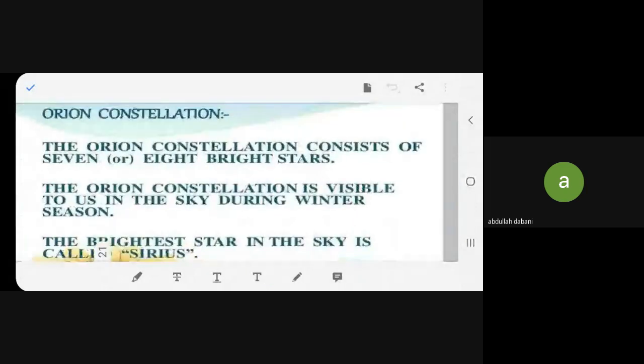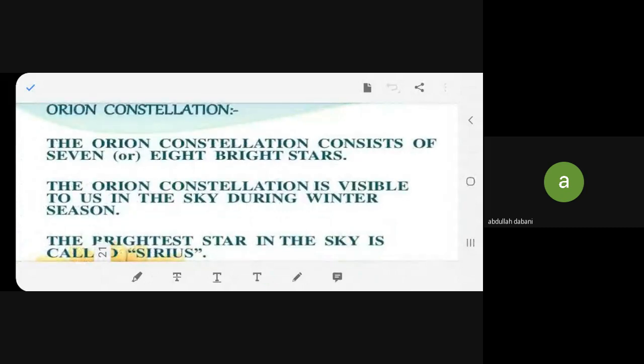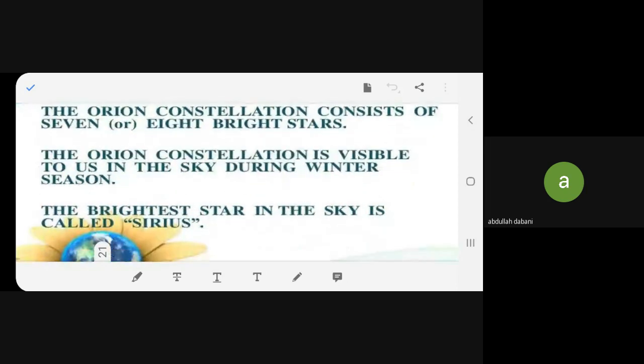So the Orion constellation again has got seven or eight stars, and it is seen in the sky during the winter season. See, the Great Bear was seen in the summer season, and Orion is seen in the winter season. In the late evenings, you can see this very beautiful constellation in the sky.